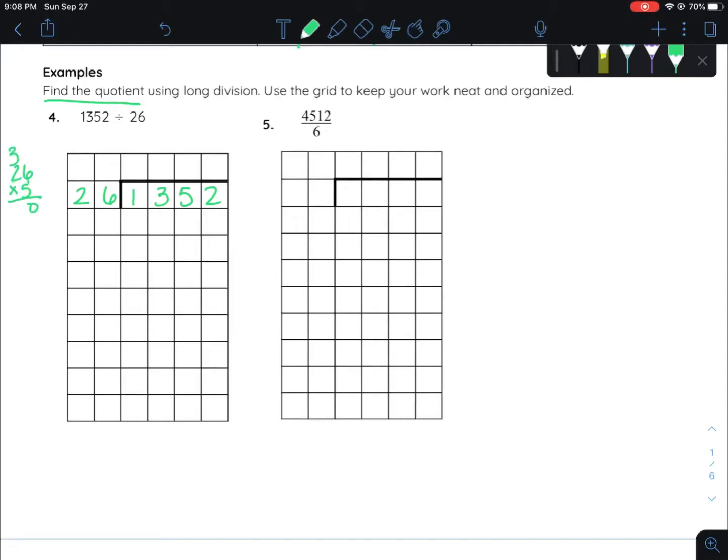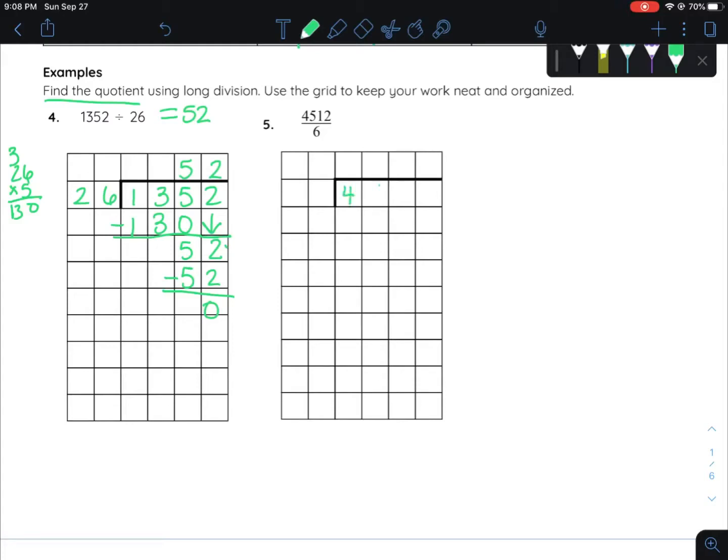So 30, 10. So I get 113 if I use 5. Or sorry, 130. And then I'll subtract 5. Bring down the 2. 26 into 52 is exactly twice. So we can say that this is 52 minus 0. And we got our answer 52. Okay? And notice that it doesn't have a remainder or anything like that. These are going to have perfect answers for today's lesson, just to practice.